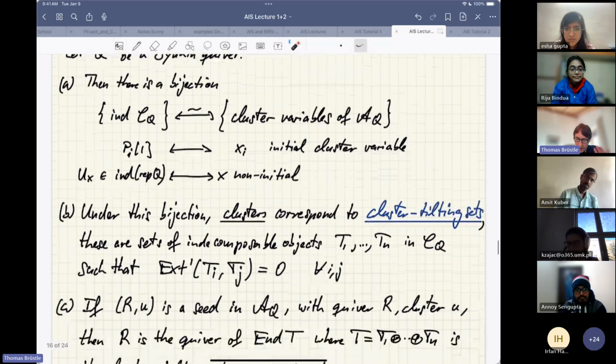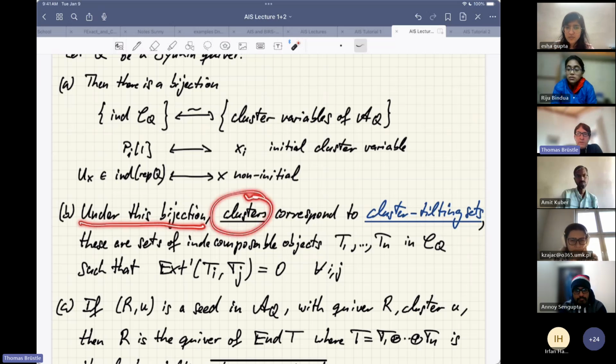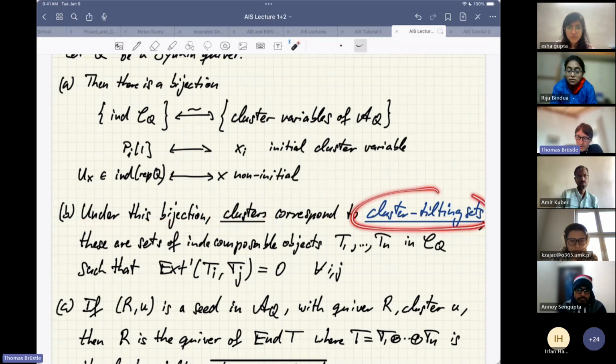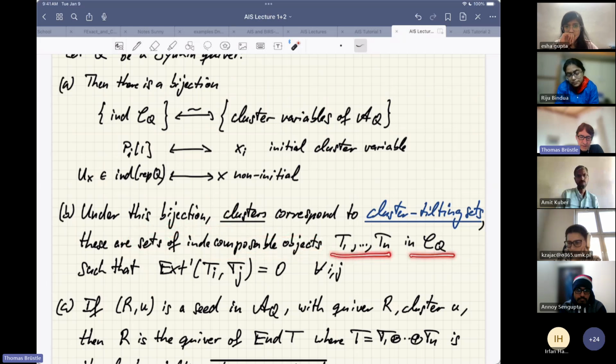Second, under this bijection, now we go into the question: how can we characterize the clusters? And we have to spend more time on this. Under that bijection, the clusters, so remember cluster variables are grouped into clusters in the cluster algebra combinatorics, correspond to cluster tilting sets. Okay, what is a cluster tilting set? These are sets of indecomposable objects T1 to Tn in the cluster category, such that Ext^1 from Ti to Tj is 0 for any i and j. I'm aware that I did not define Ext^1. I will come back to this.